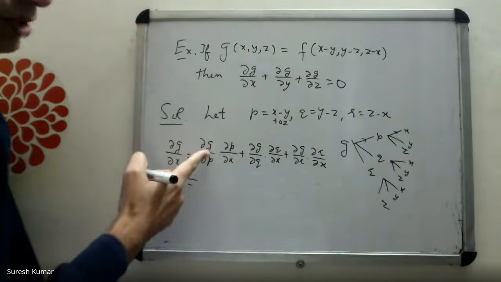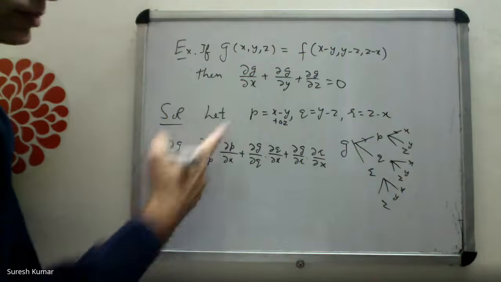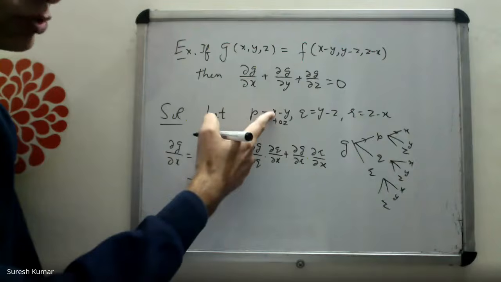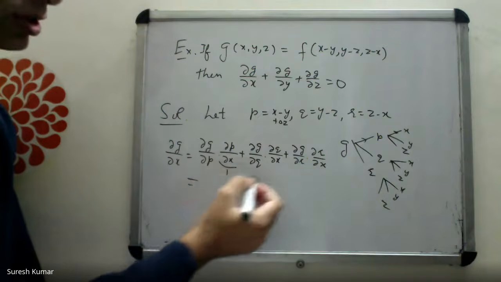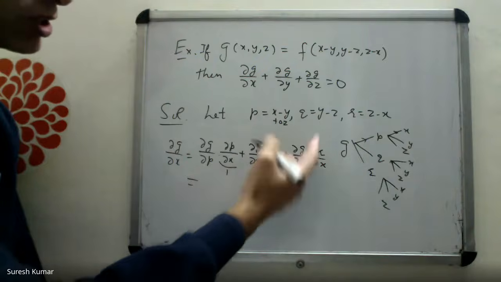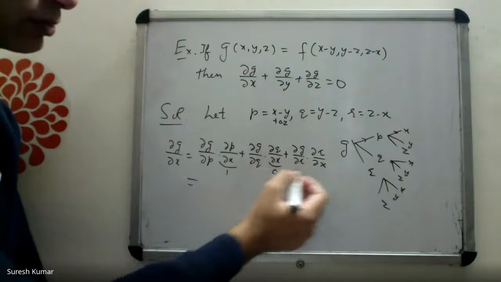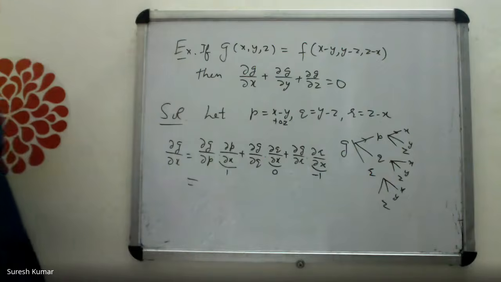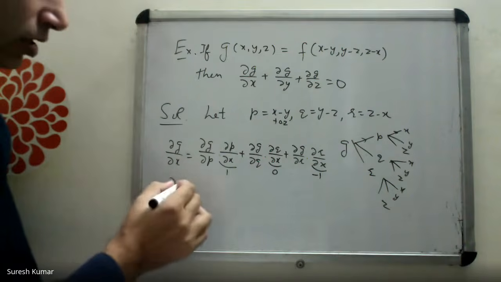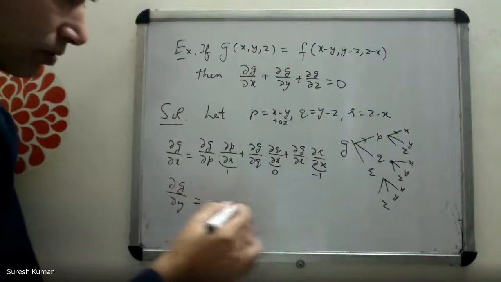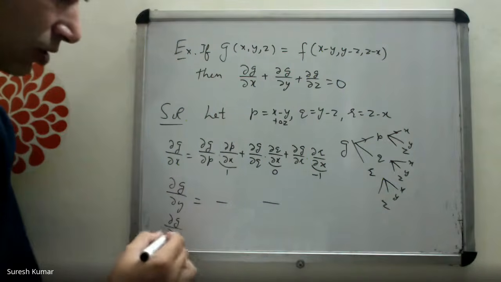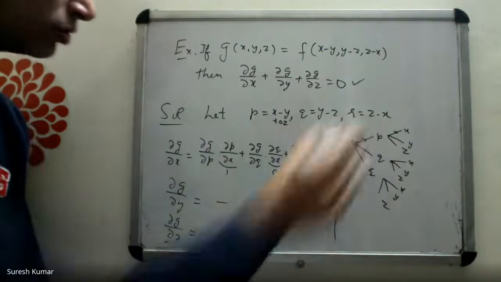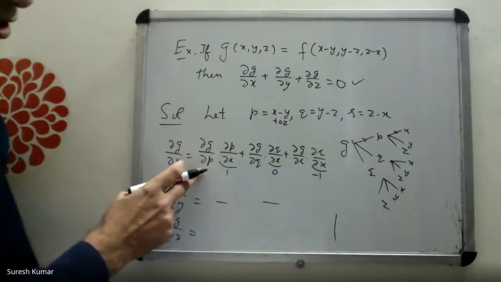This we cannot simplify because g is not given to us. It is given in general form. But partial p over partial x we can calculate. It is 1. This derivative is 1. And partial q over partial x is 0. You can see. And partial r over partial x is minus 1. Okay. Similarly, you can calculate partial g over partial y, partial g over partial z. And finally, add all the 3, you will get 0. You can understand the symmetry.